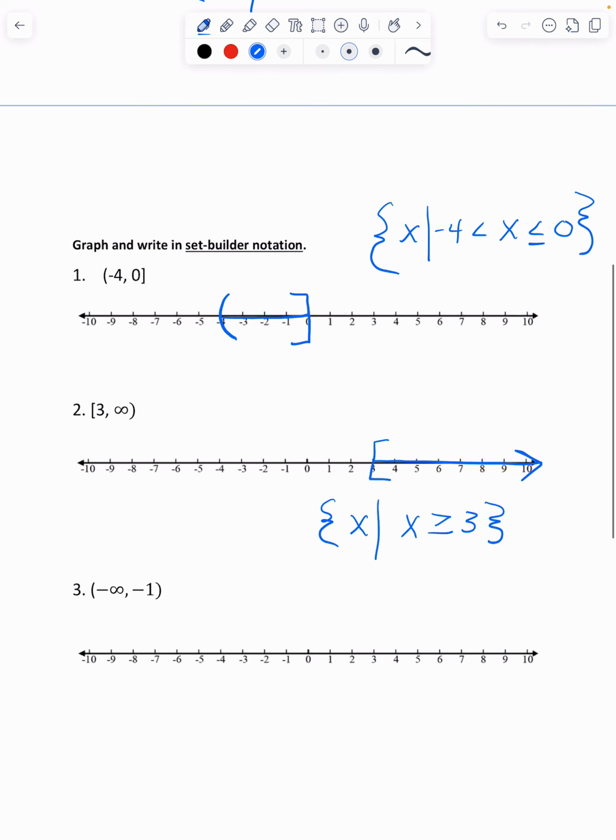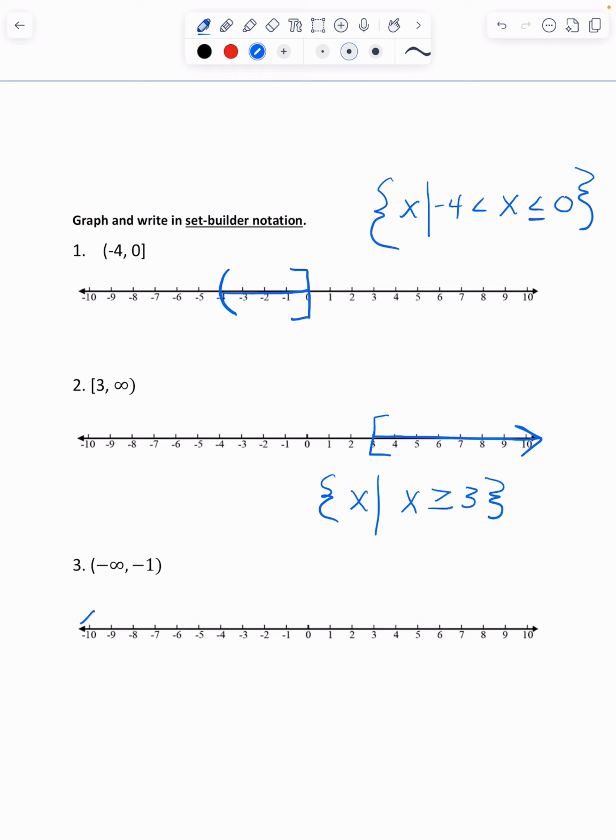Our last example starts at negative infinity. We're always reading left to right. It goes up to -1 and stops with a parentheses. What values am I representing here? What is the solution set? X is all the numbers that are less than -1. Does it need an equal sign with that less than? No, because of my parentheses. So in true set builder notation, X such that, and I'm going to put it in curly braces.